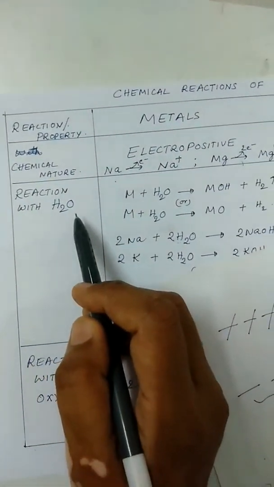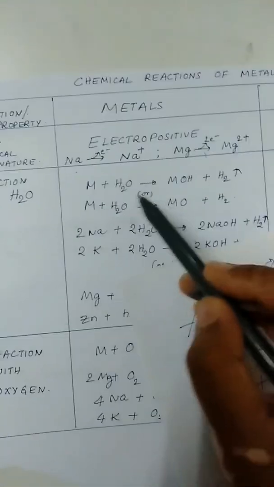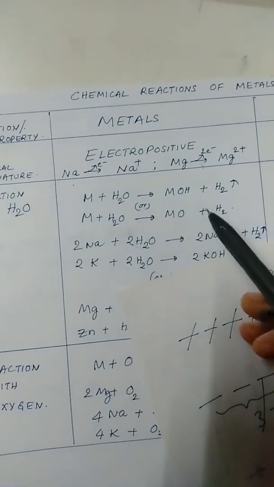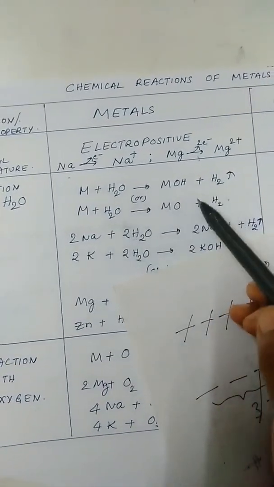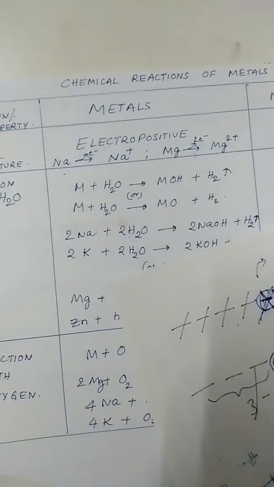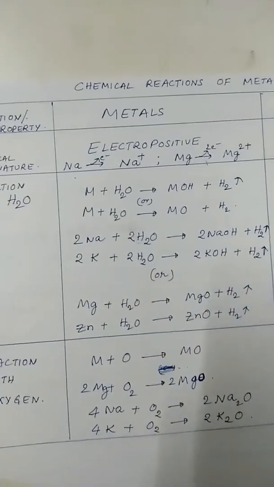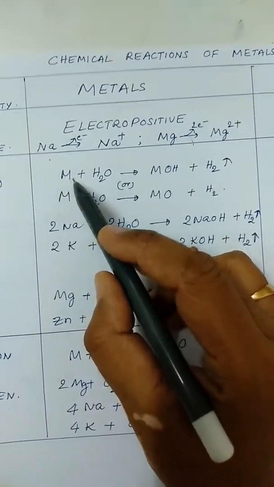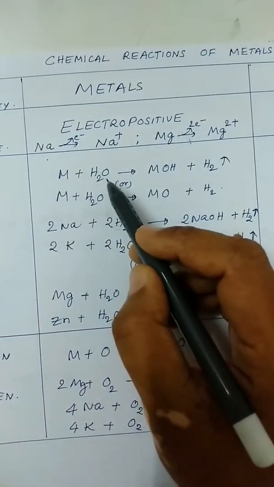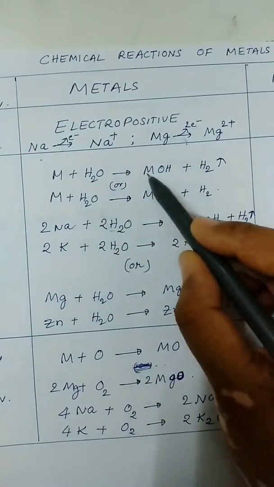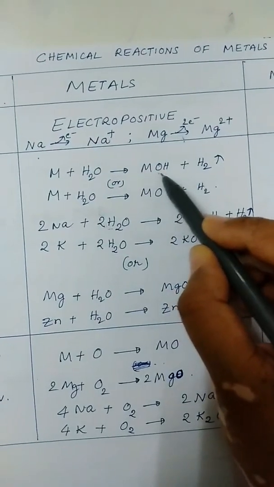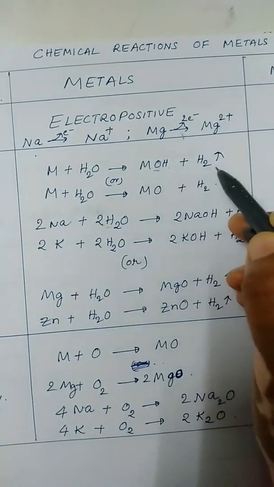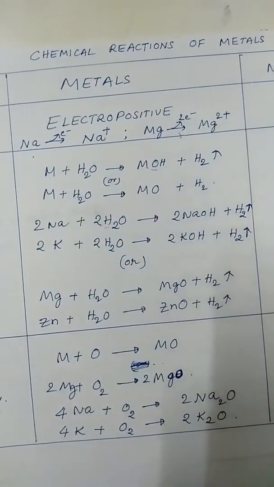Reaction with water. What happens when metals react with water? You can see here, this is the general equation of metals reacting with water. Capital M stands for metals here. Metal, when it reacts with water, forms metal hydroxide and hydrogen gas is released.